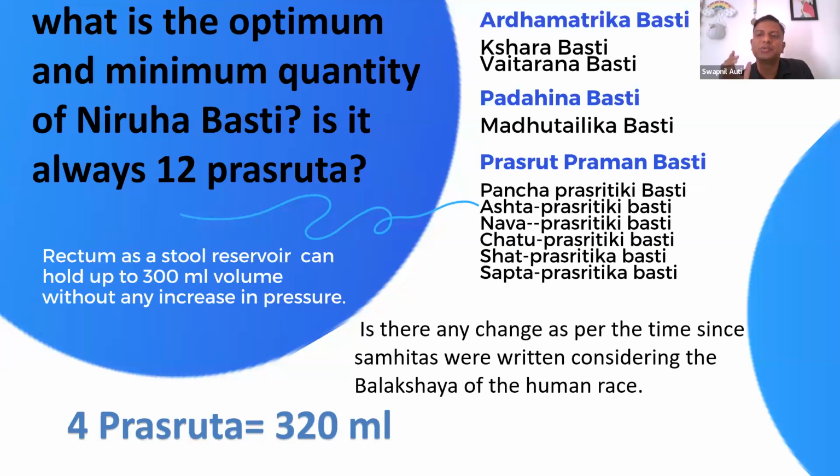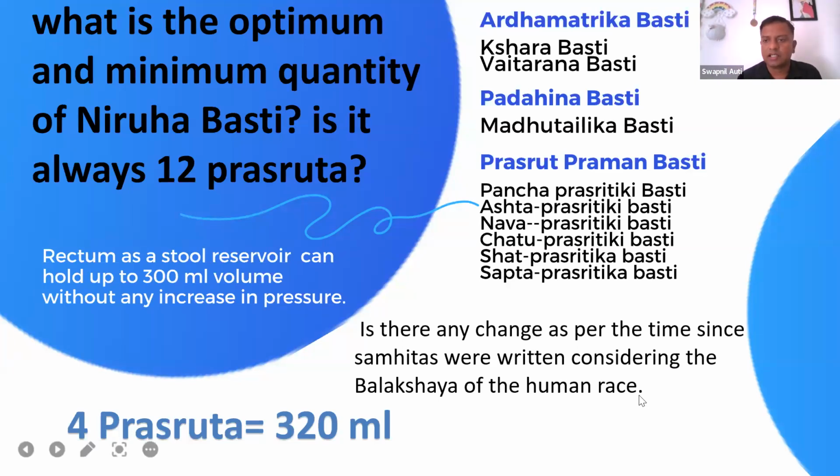Basti is meant to retain there for one muhurta. Then why can't we increase the dose? So clinically, we can think about increasing the dose if it is not creating any complication. Like in Snehapana, if it is not creating any complication, we go on increasing the dose. Similarly in Basti therapy also, we can try if it is required. Otherwise, if we are getting very good clinical results, then no need to go beyond 12 prasrut. 12 prasrut is the ideal dose. That is by research the Acharyas have given us.